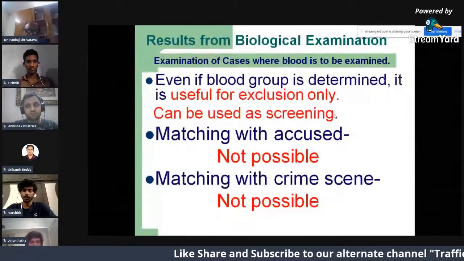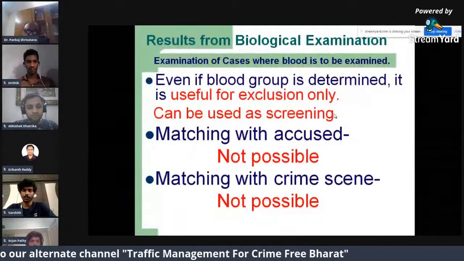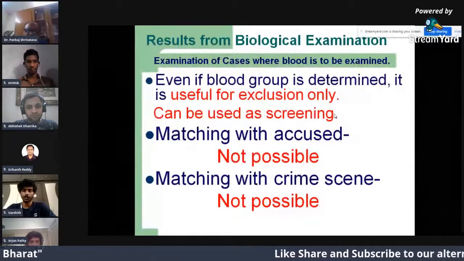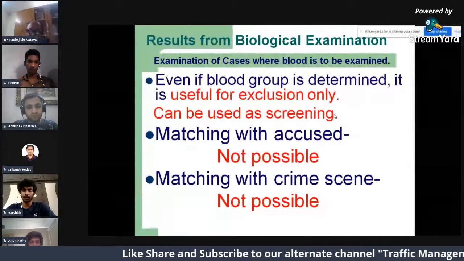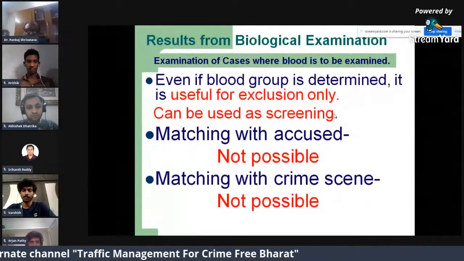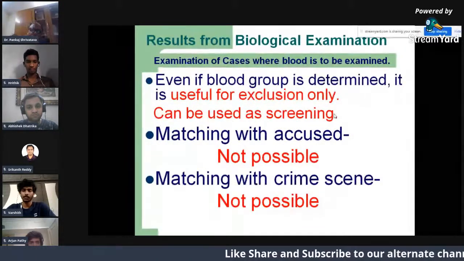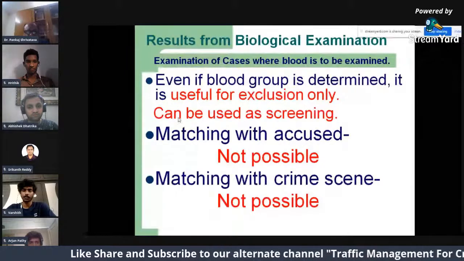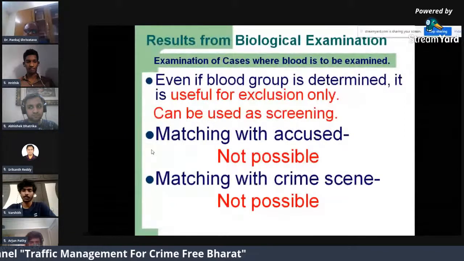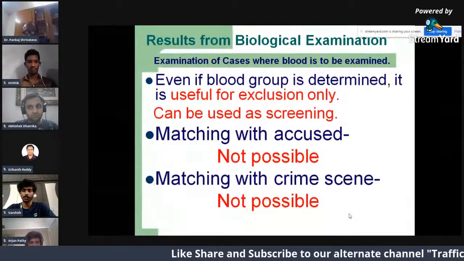But now if you want to point out that this blood drop belongs to whom, now you have 100 persons whose blood group is B and you have to match it with them. Okay, so this particular matching is not possible unless you go with DNA technology, or you try to find an option where both biological fluids give the same DNA profile. So this technique can be used for screening purposes only. And the second point, if you want to match the blood group with the accused, it's not possible. If you want to match it with the scene of crime, even this is not possible.